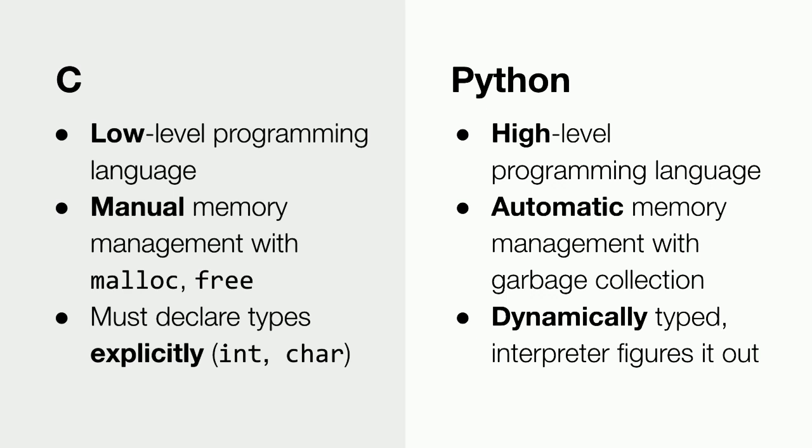it's typically safer. And in C, another difference we notice is that you have to declare types pretty explicitly, saying when you're declaring a variable that it's an integer or a character. In Python, the syntax you'll see is much more human-like, and so the variables are dynamically typed. The interpreter figures that out.